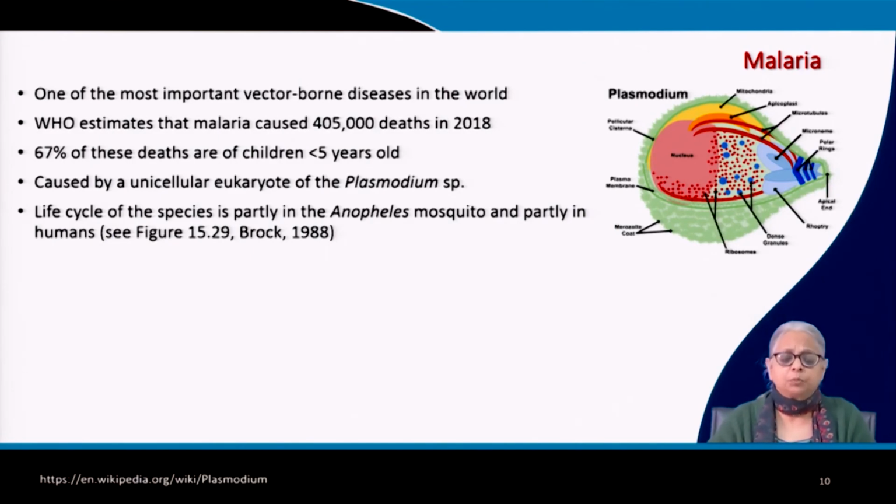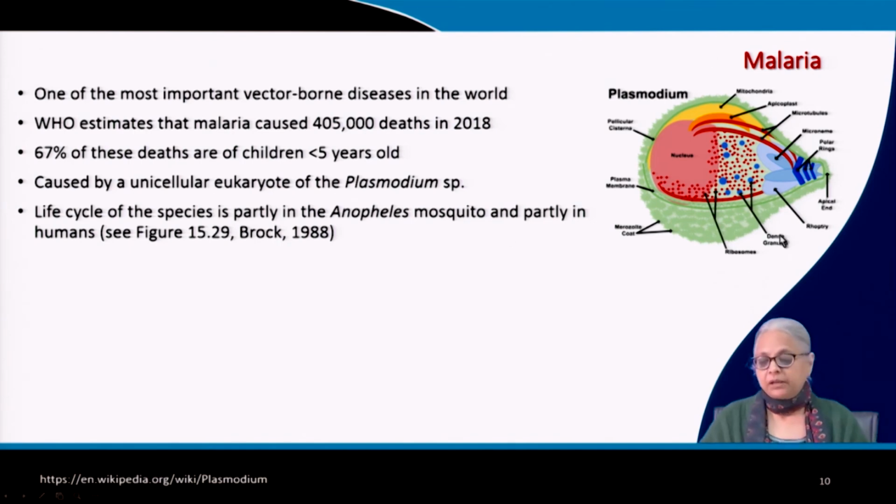Like I said, it's one of the most important vector-borne diseases that is known even to this day, and WHO, the World Health Organization, estimates that malaria caused at least 405,000 deaths in 2018. 67%, the bulk of these deaths, two-thirds of these deaths were of children below 5 years of age.